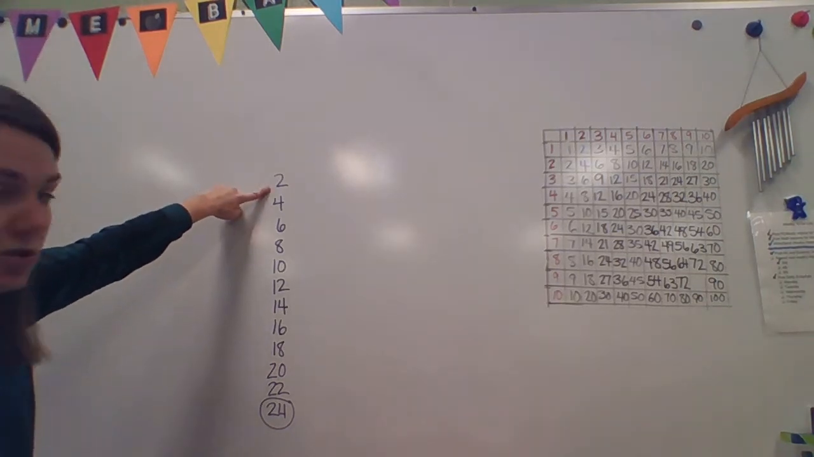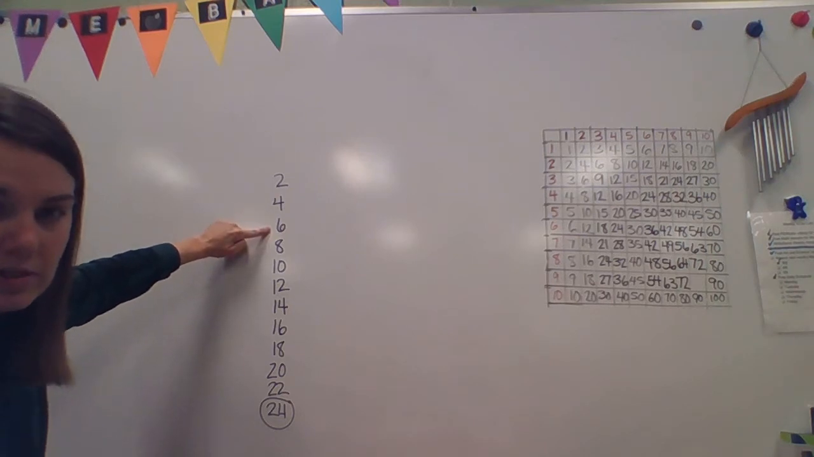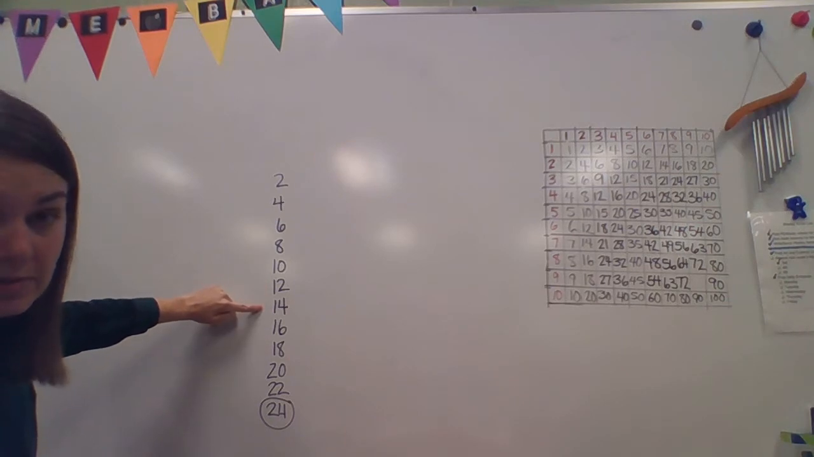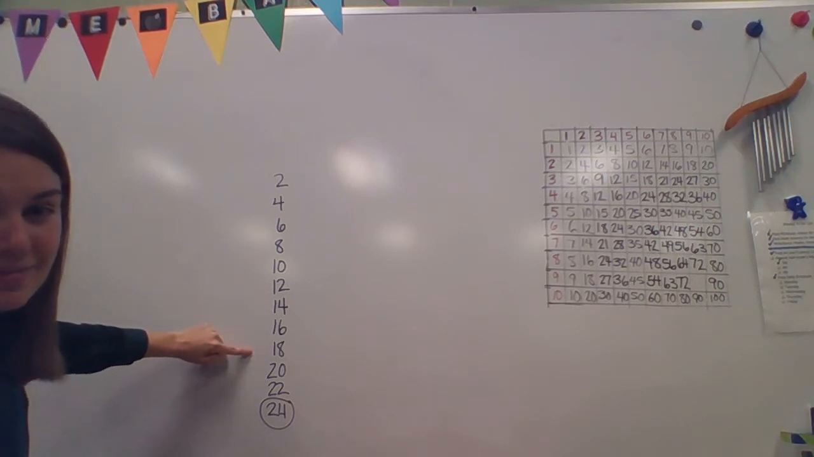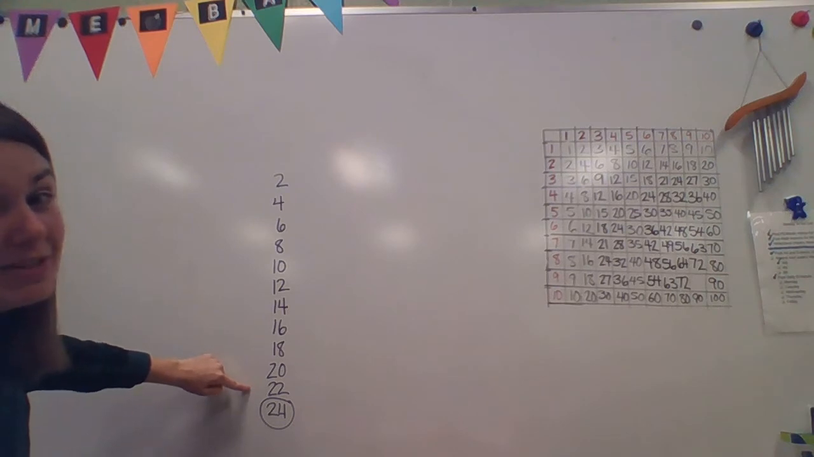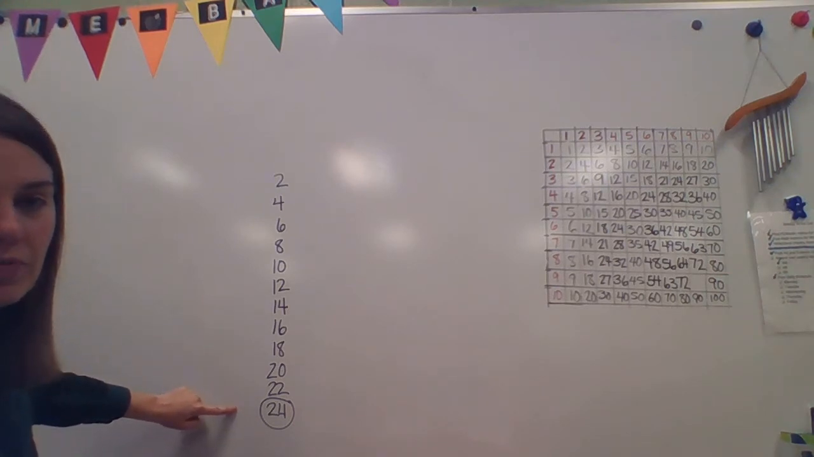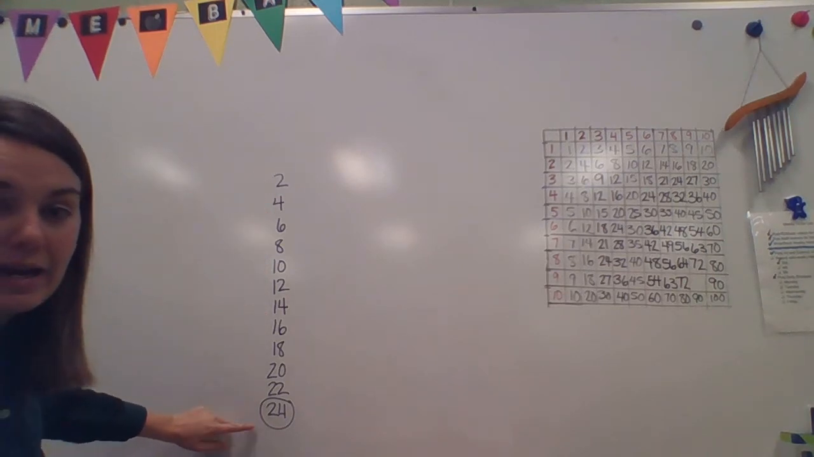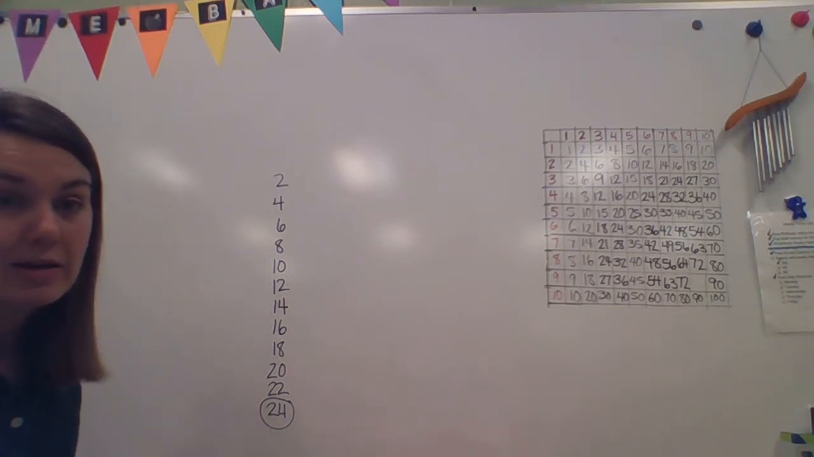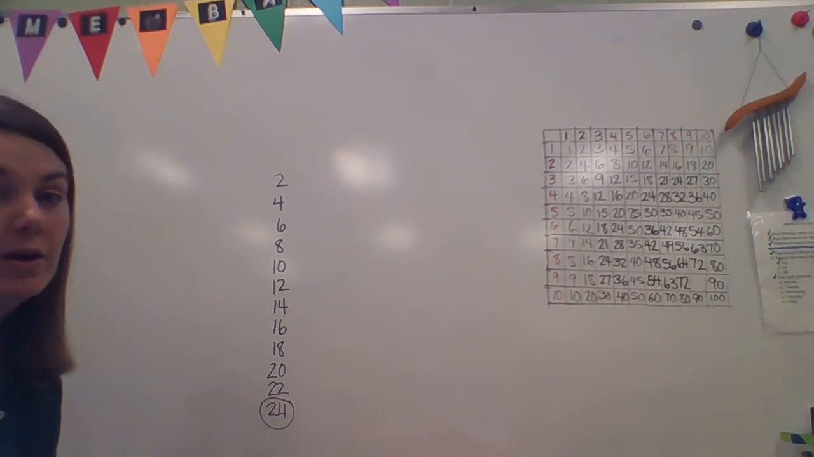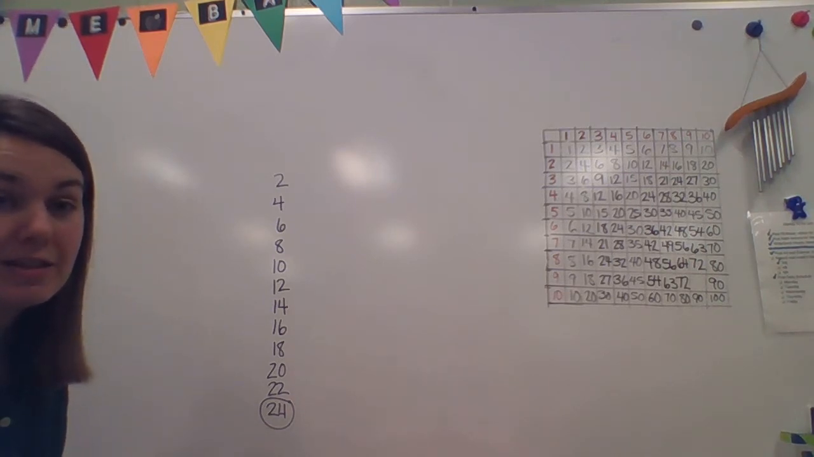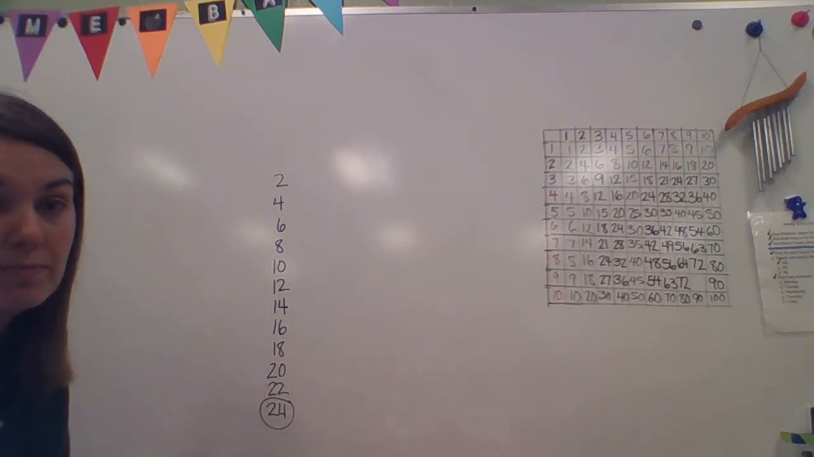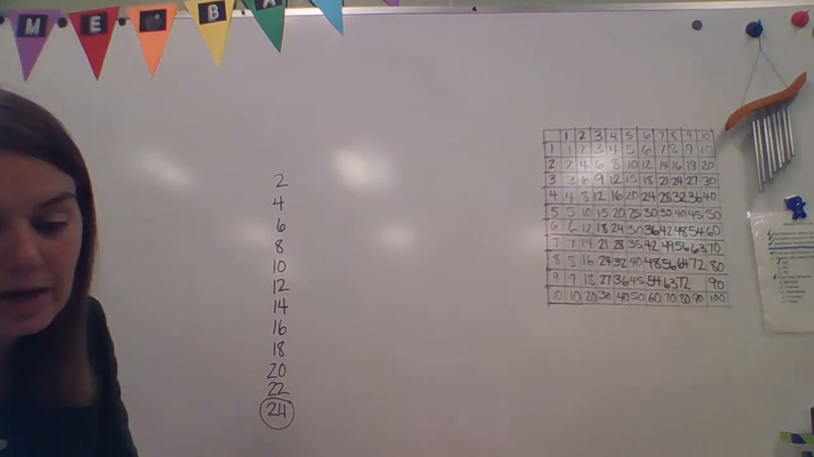Because 2 times 1 is 2, 2 times 2 is 4, 2 times 3 is 6, 2 times 4 is 8, 2 times 5 is 10, 2 times 6 is 12, 2 times 7 is 14, 2 times 8 is 16, 2 times 9 is 18, 2 times 10 is 20, 2 times 11 is 22, and 2 times 12 would be 24. So if I can go through and land on a number, then I know that number will be a multiple of one of those factors, and the factor that it has is the same. So each time we multiplied by 2, so 24 is a multiple of 2. Okay.